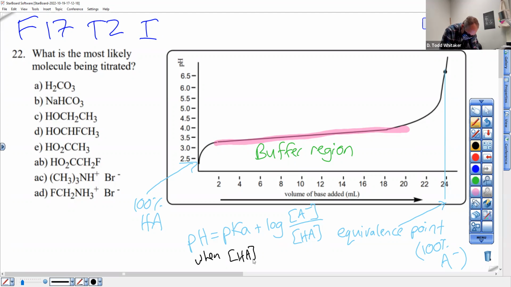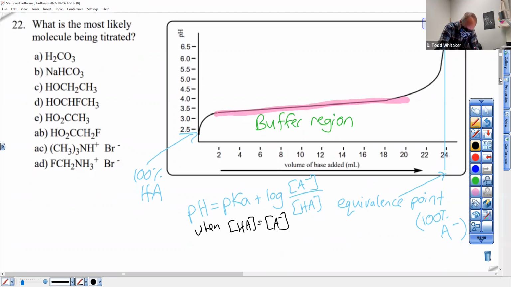When HA equals A minus, how does this equation simplify? pH equals what? The log of 1, please. I don't want you getting out calculators because you don't do that on Monday, but you're supposed to know the log of 1. What power do you put on 10 to get the answer 1? What power do you put on any number to get the answer 1? 0. So the log of 1 is 0. So what's pH?